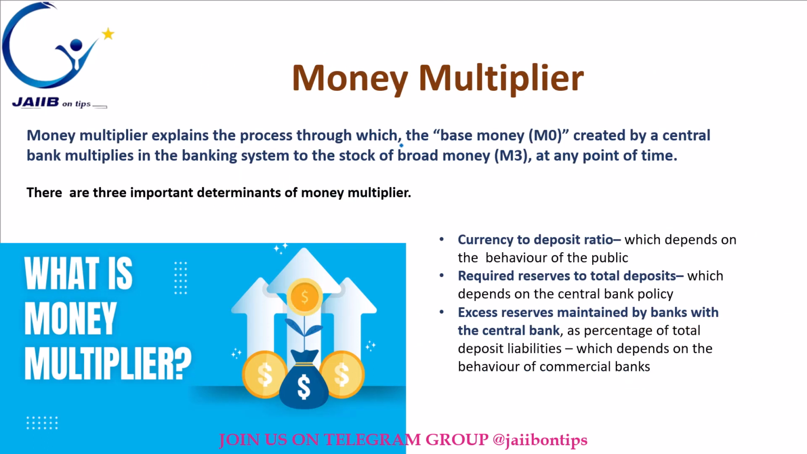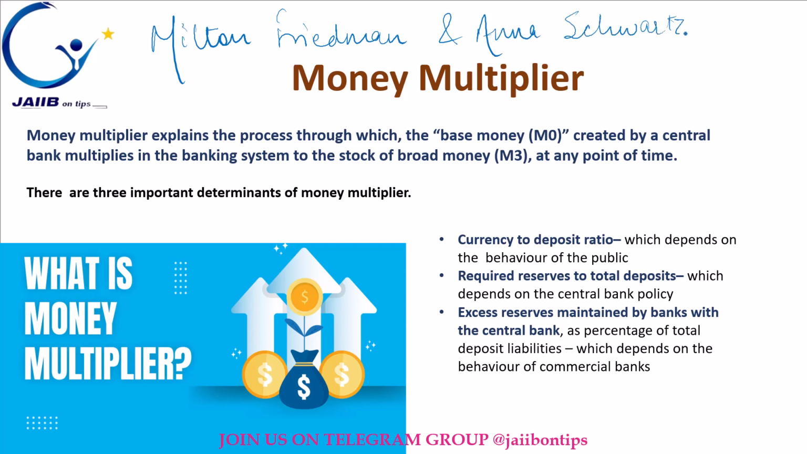Money multiplier is a concept introduced by Milton Friedman and Anna Schwartz in 1963. Right. So it is the process that explains how the base money created by a central bank multiplies in the banking system to the stock of broad money at any point of time.